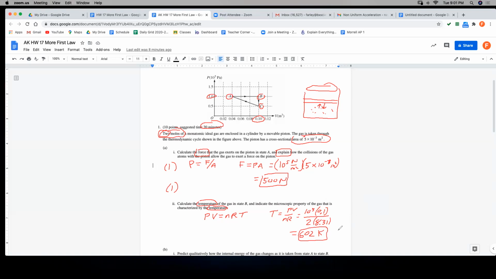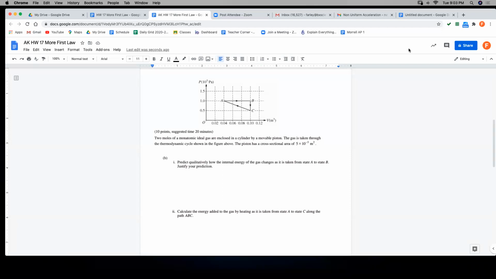So the second part, though, is to indicate the microscopic properties. As you recall, temperature is a measure of the kinetic energy. Kinetic energy is 3/2 kT. So temperature is a measure of the kinetic energy of the molecules, or you could say the average velocity of the molecules in the gas. Something like that. It's for the extra point. All right, let me just pause for a second.